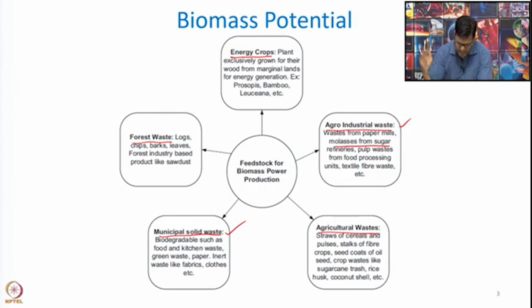So, it includes this municipal solid waste, your biodegradable waste, green paper pulp, and inert items like fabrics, cloths and all, and even the plastics which are carbonaceous in nature can also be used. But yeah, it is not a biomass, but it has a potential to give hydrogen.